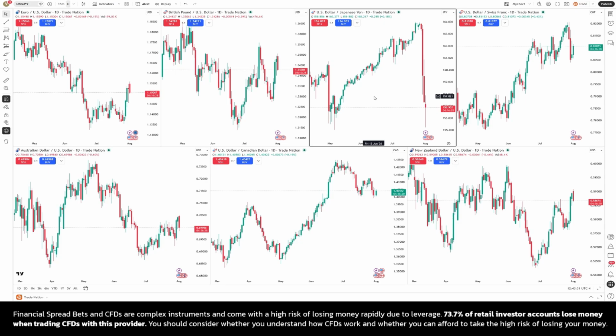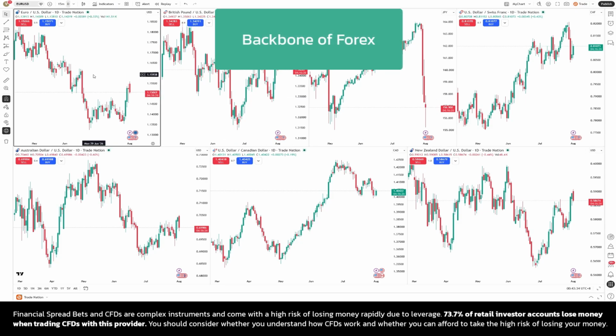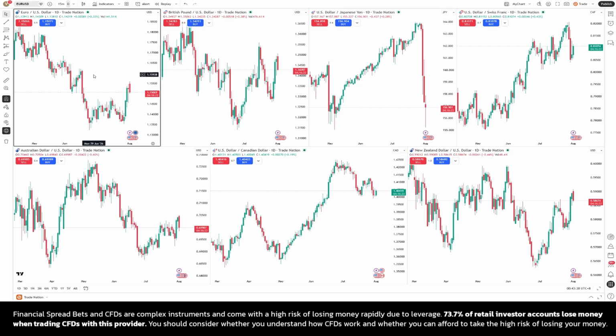So when traders talk about major pairs, they're really talking about the backbone of the global forex market. Understanding them is a key step in reading how currencies move and how global economies connect.